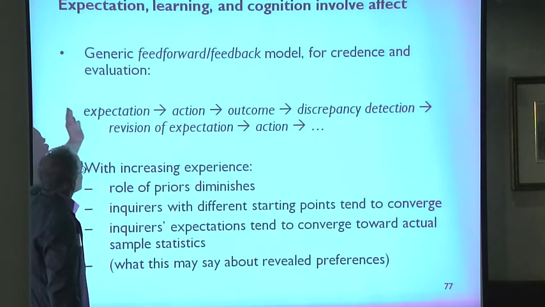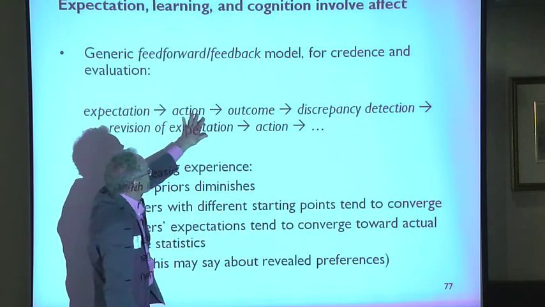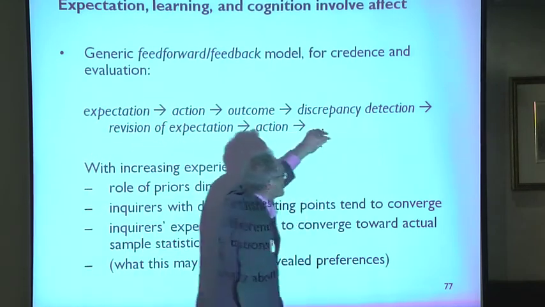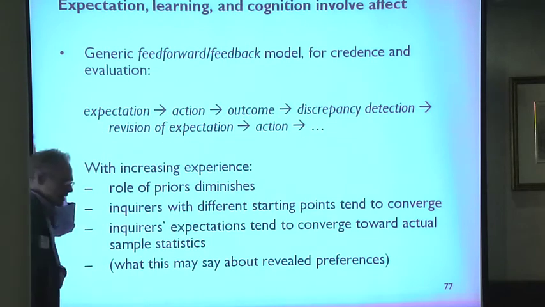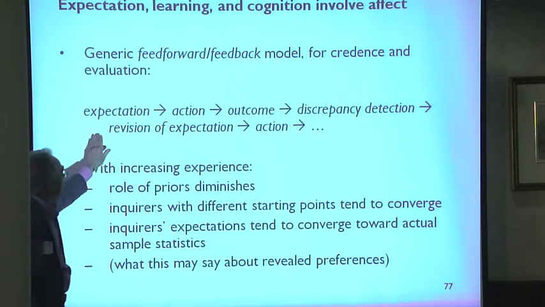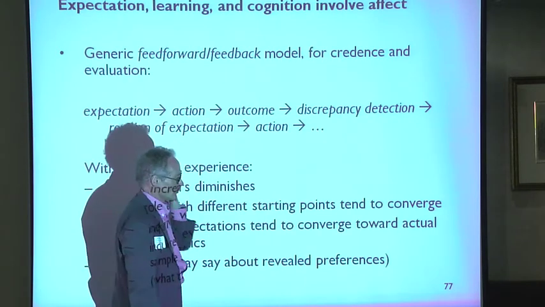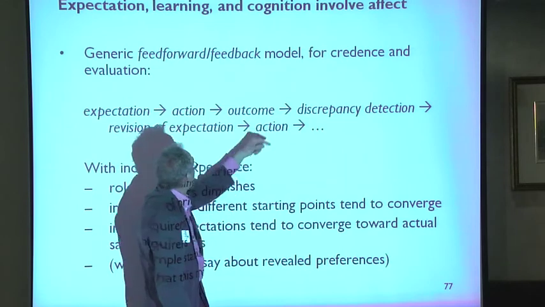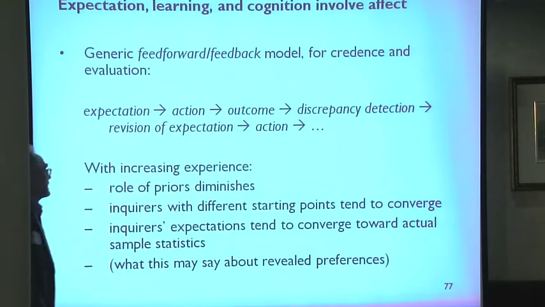They start off with an expectation, perform some relevant action. They observe an outcome. They detect a discrepancy between expectation and outcome. If there's no discrepancy, no more learning occurs. If there is, there's a revision of expectation in the direction of reducing discrepancy, and then that modifies the expectations going forward and how the action will evolve going forward.